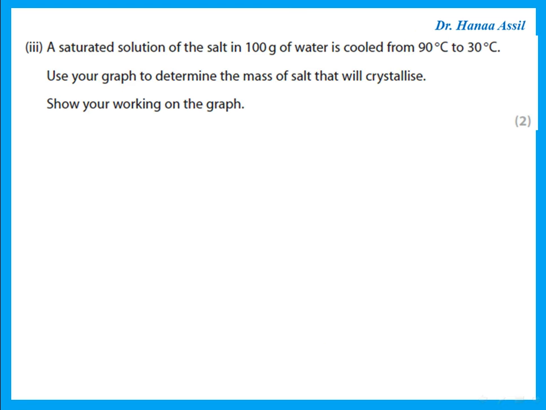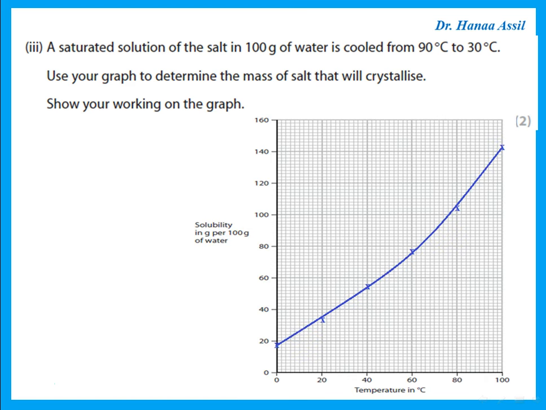Then he says a saturated solution of the salt in 100 grams of water is cooled from 90 to 30 degrees Celsius. Use your graph to determine the mass of salt that will crystallize. Remember, this is a graph of solubility in grams per 100 grams of water. So at each temperature, he's showing you how much of the solid will dissolve in 100 grams of water.